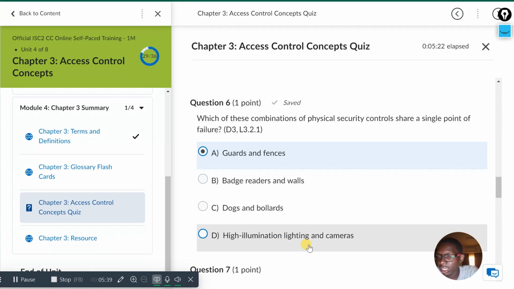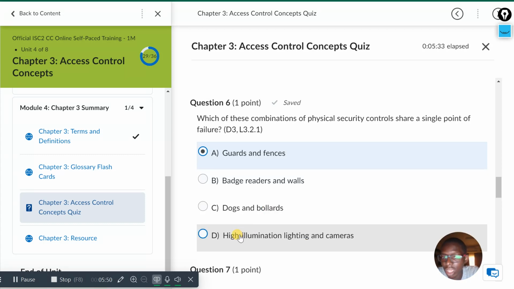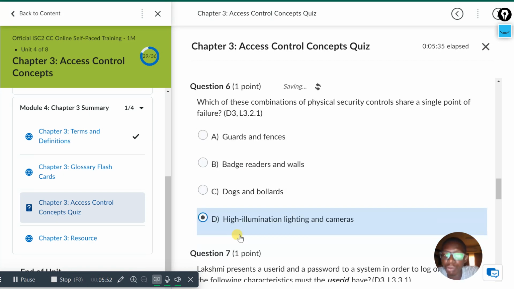Eye emulation lighting and cameras. If you turn off the lights, the cameras probably would not be so good, unless they are infrared cameras, right? But they didn't mention infrared cameras here. So if you turn off the lighting, the cameras don't work also. So eye emulation lighting and camera should have a single point of failure.